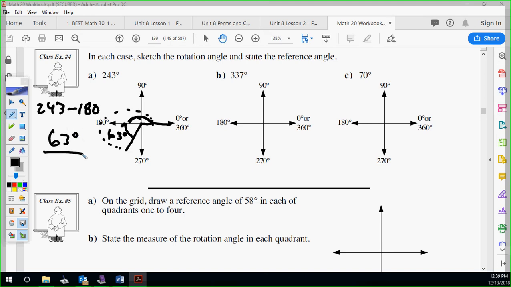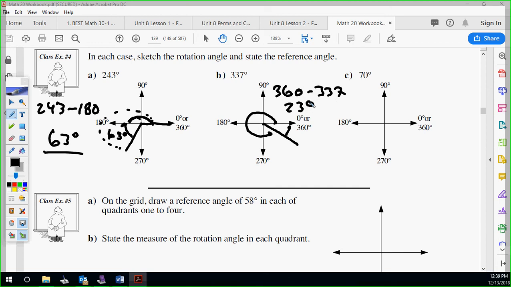So then 337, Riley, where's 337 at? Which quadrant? 4. Good. So it's right here. Okay, Parker, how would I get this one for a reference angle? Other way around. 360. Yep. So you see that? We want 360, the whole thing around, minus the 337. That'll give me the leftover piece, right? So you're taking 337, subtracting from 360 to get that leftover piece. So you get 23. 23 degrees is that reference angle.